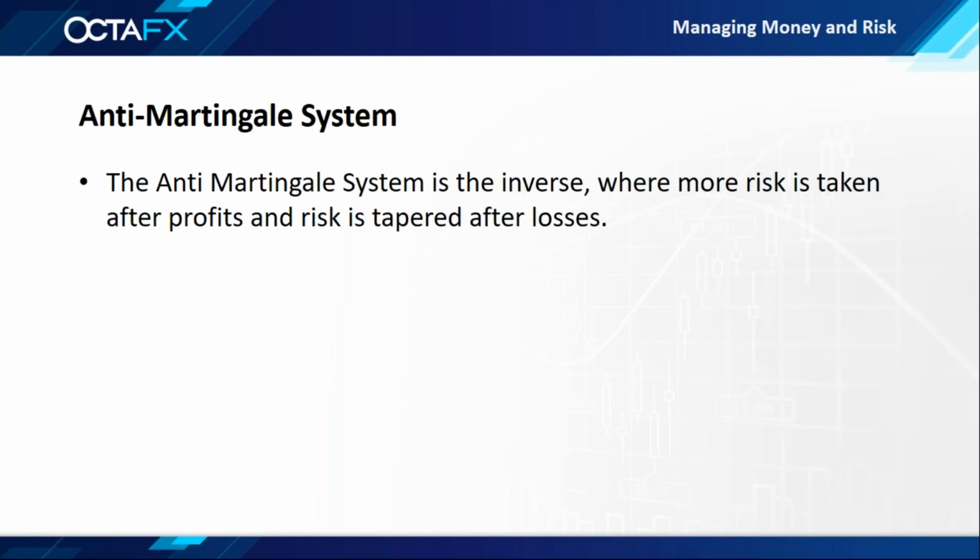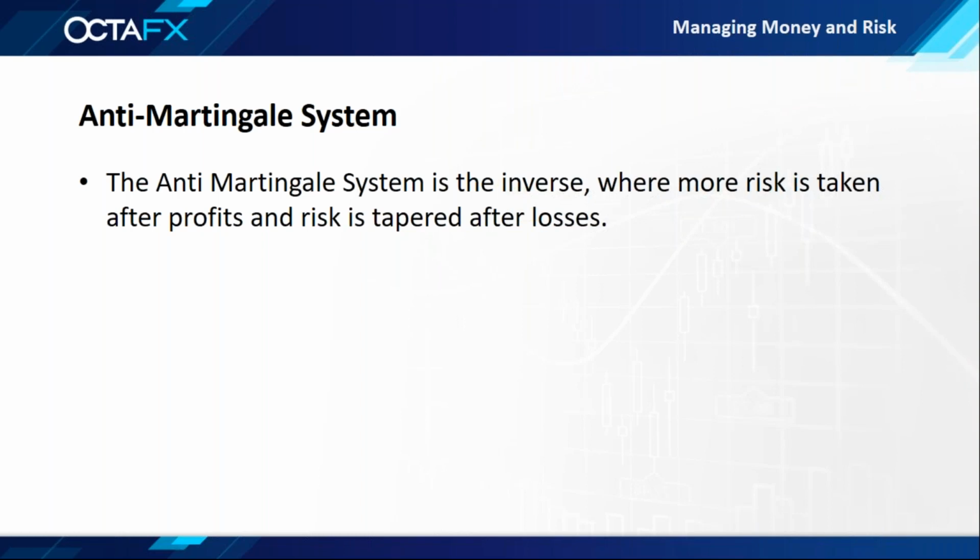Then we can talk about the anti-Martingale system. The anti-Martingale system is the inverse, where more risk is taken after profits and risk is tapered after losses. This is what I was told to do as a trader. This is kind of what the conventional wisdom is: when you're ahead, to lean into it, to increase your position size when you're ahead, and when you're losing, to decrease your position size.